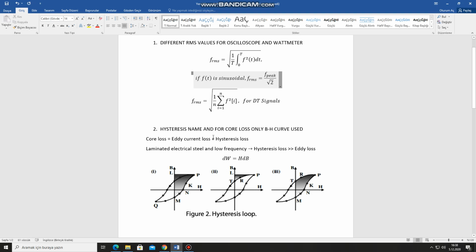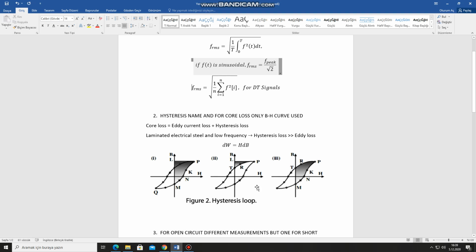So let's go with the second question, and it was about the core losses and why we use the BH curve. Core losses are composed of eddy current losses and hysteresis losses. But in our transformer we are using laminated electrical steel and low frequency. The laminated electrical steel reduces the effect of eddy current losses, and also our operational frequency is relatively low. As a result of both these conditions, the hysteresis losses are more dominant than the eddy current losses. Because of this, calculating only the hysteresis losses will be enough when taking the core losses into account.